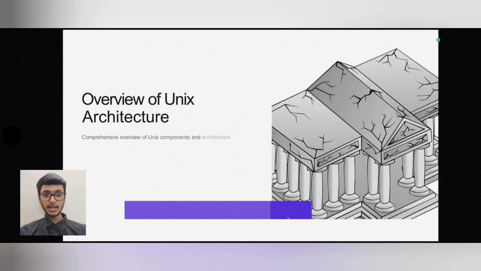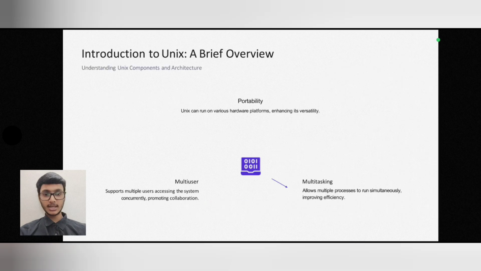Today, the main topic of our presentation is Introduction to Unix Operating System, Components and Architecture. Let us see the introduction to Unix operating system. Unix is a portable, multi-user and multitasking operating system developed by Ken Thompson and Dennis Ritchie in Bell Labs.